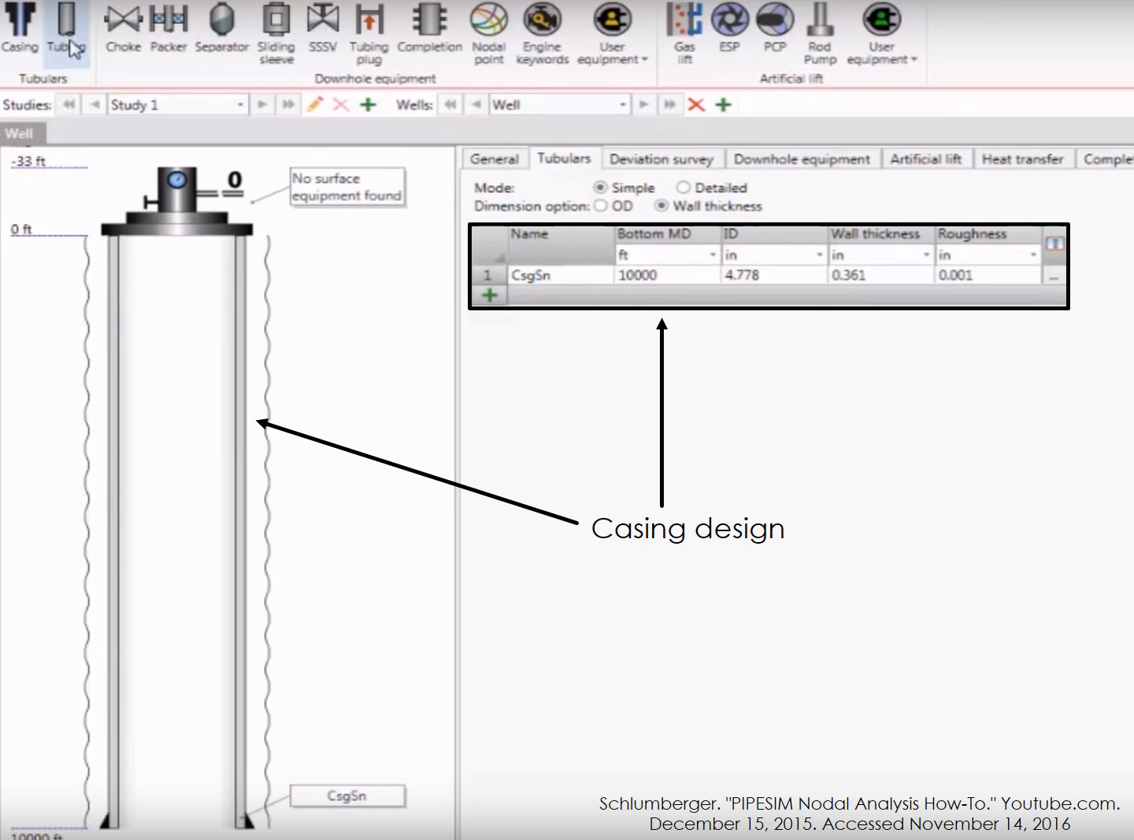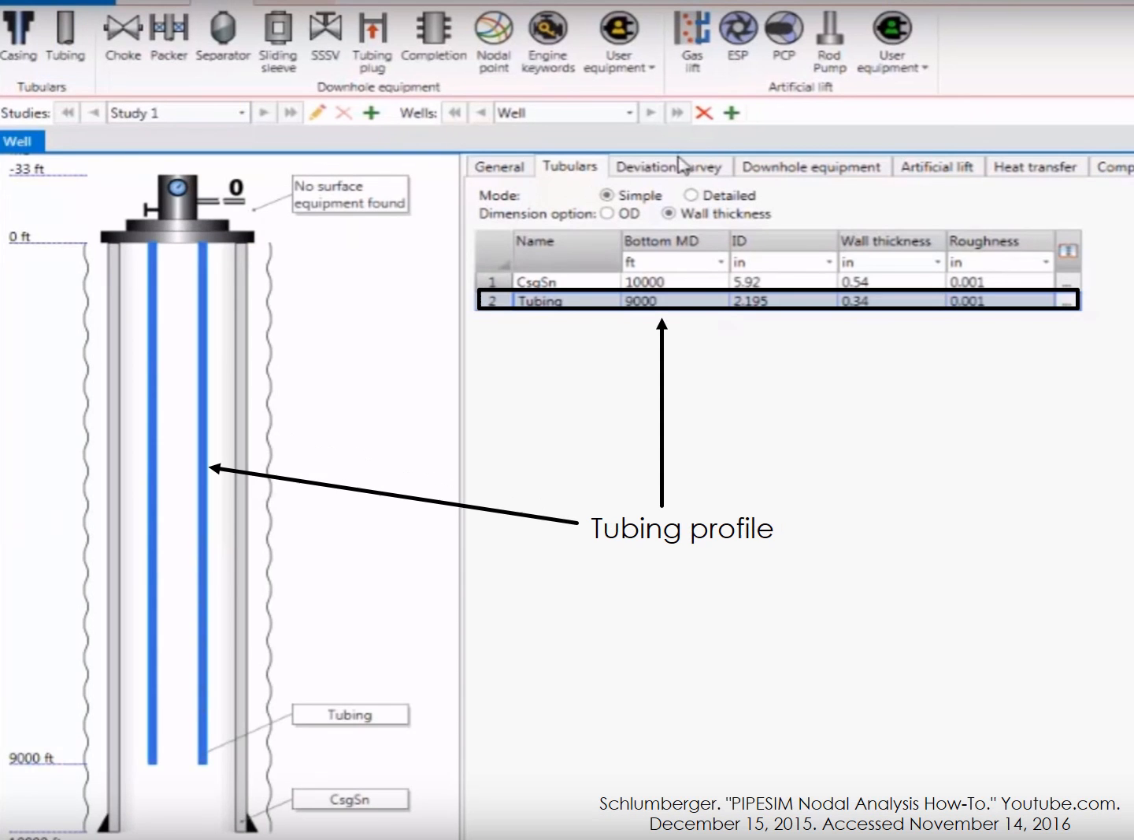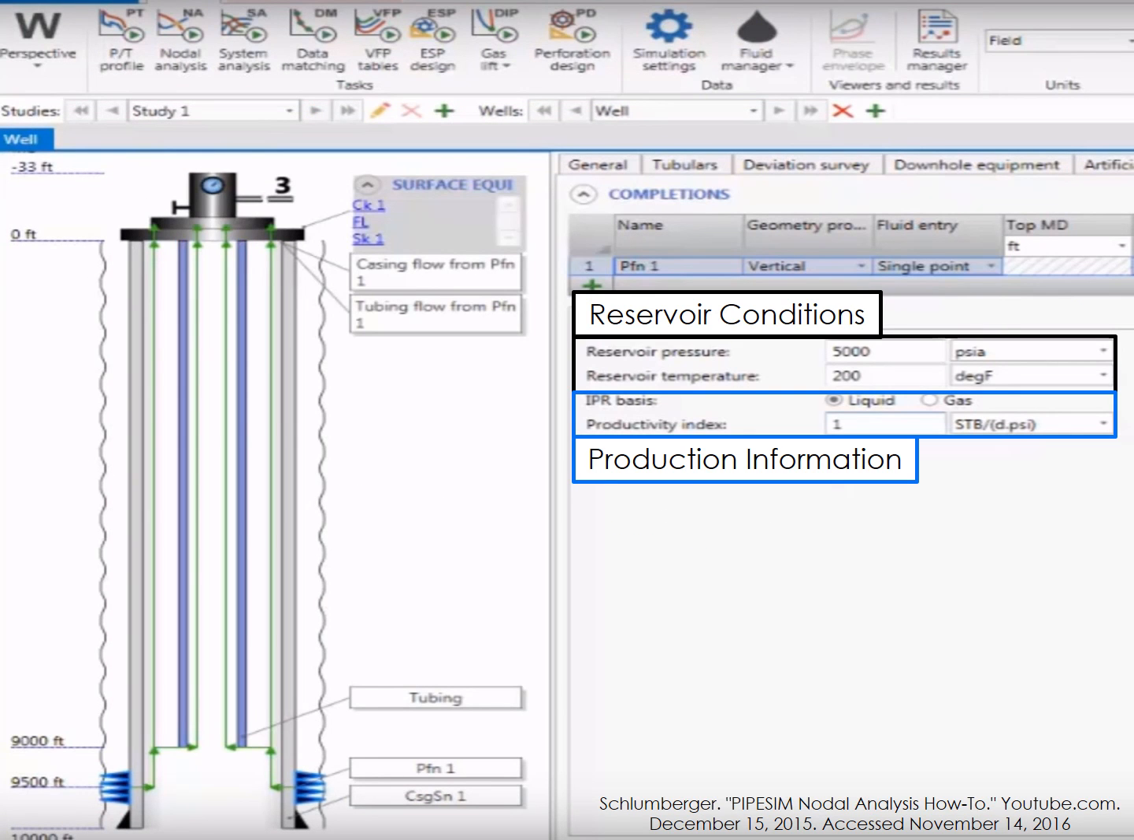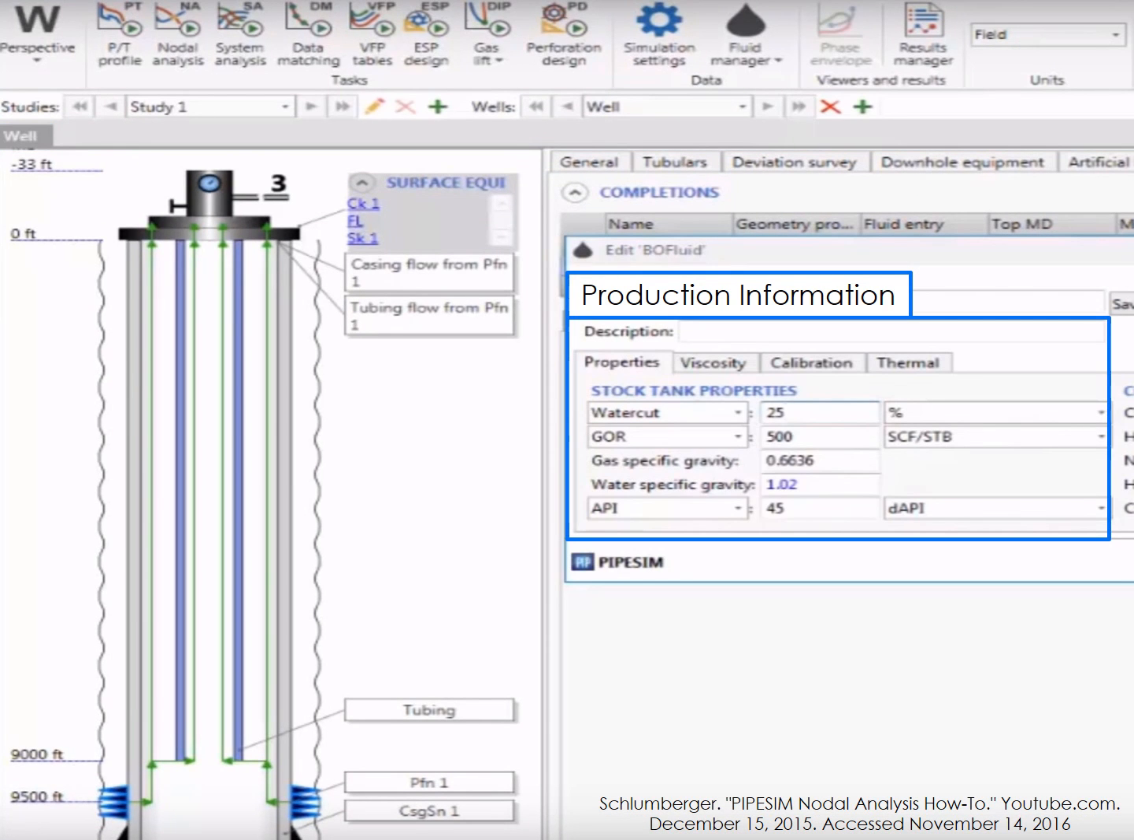Just to briefly demonstrate PipeSim nodal analysis, we will take you step by step through the process. First, we need to input the casing design. Second, we must input the tubing profiles shown in blue in the picture. Next, we must input reservoir conditions such as pressure and temperature and production information, including productivity index. Additional production information includes water cut, GOR, specific gravities, and API gravities.